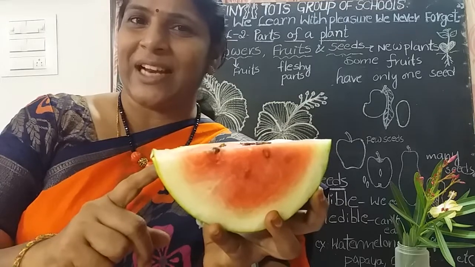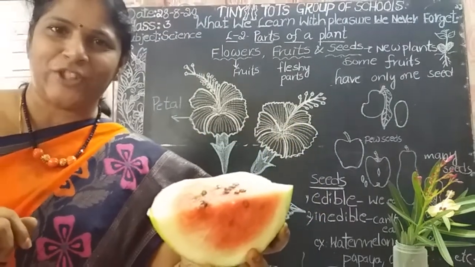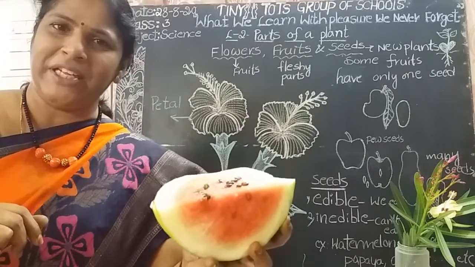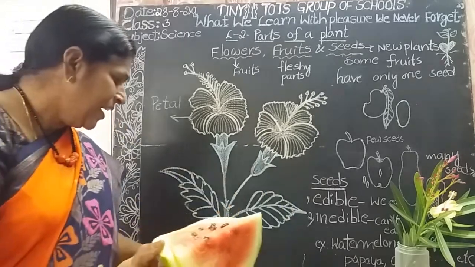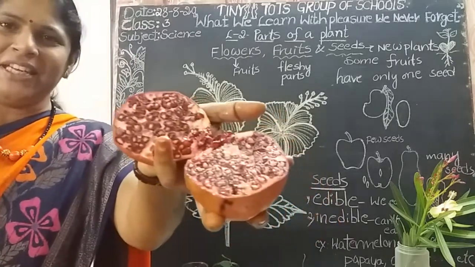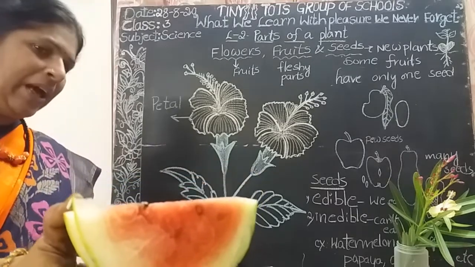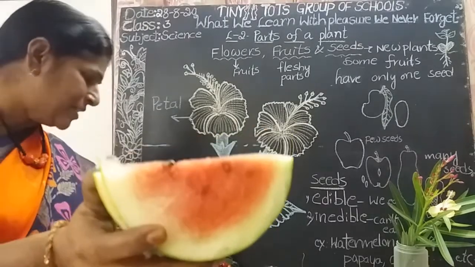Many seeds are there. Is it clear, Nana? Papaya has many seeds. But see here, pomegranate, how many seeds does it have? Many seeds. Okay? Papaya has many seeds. Okay, watermelon. Watermelon has many seeds.